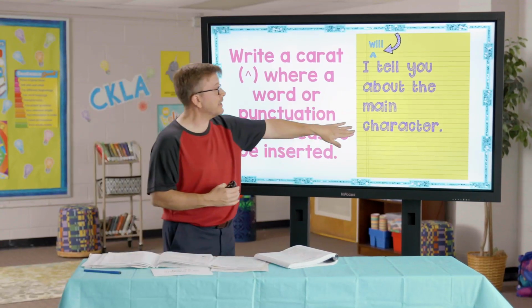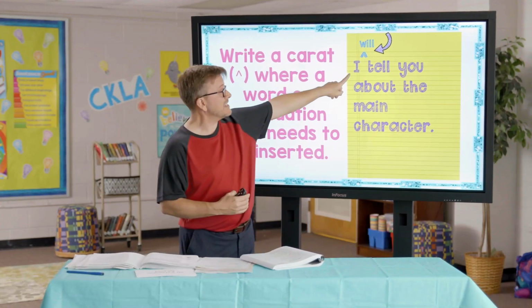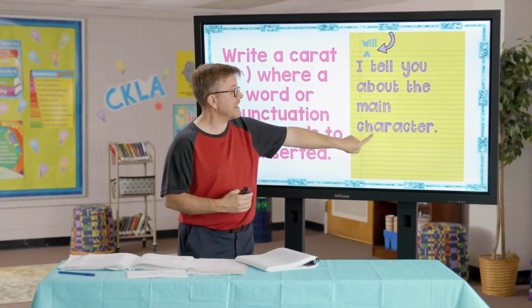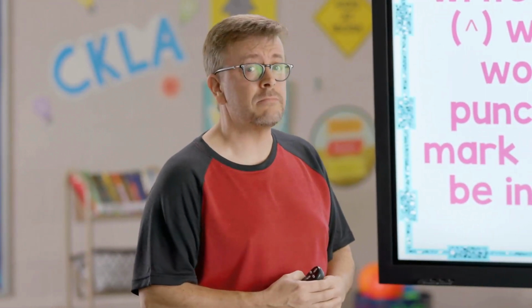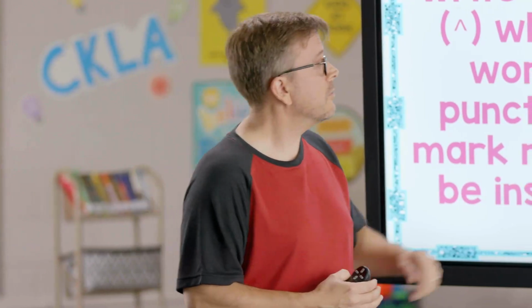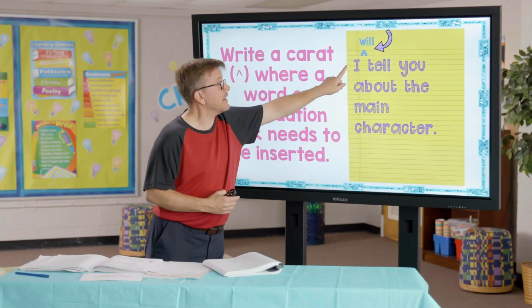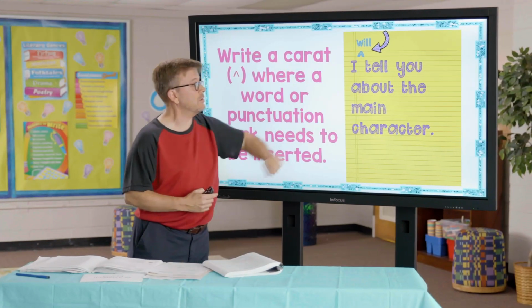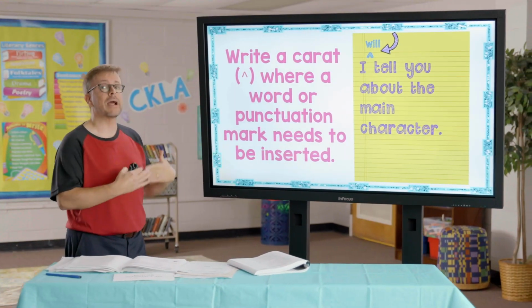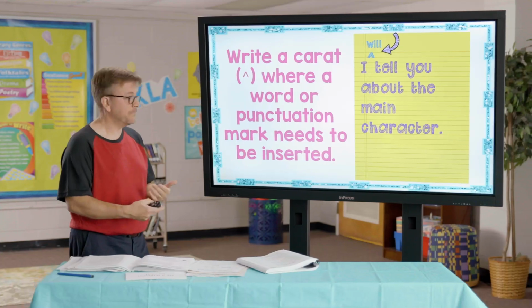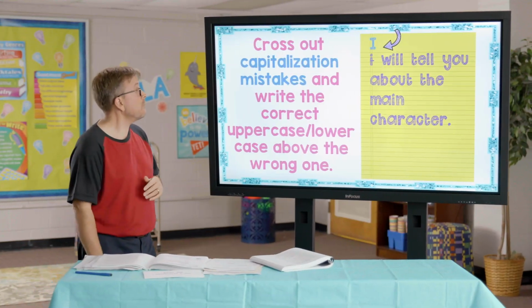So look at our example over here. Originally it said, I tell you about the main character. And you think, as an editor, you look at that and it's missing something. It's missing the word will. So I would draw a little caret and I would say, I will tell you about the main character. So now when I go back to rewrite that, I remember I need to include the word will. Let's look at another one.